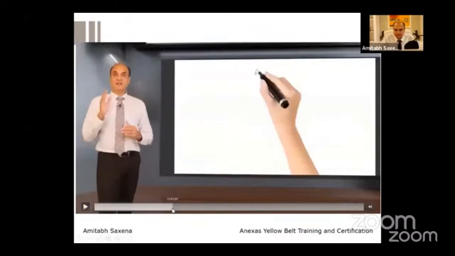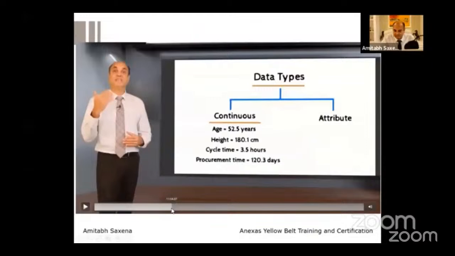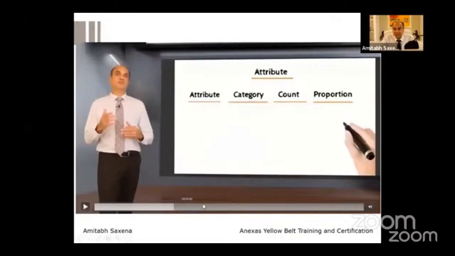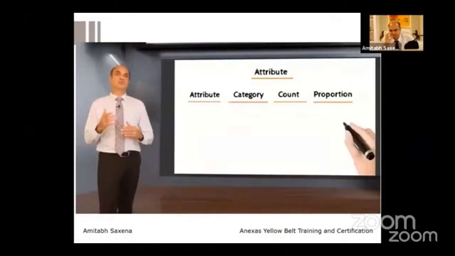Other examples could be distance, procurement time, cycle time. They are all examples of continuous data. Attribute data are the data where I can create categories. Now, if you are confused about creating categories, the simplest way is the presence or absence of the attribute which you are trying to measure.